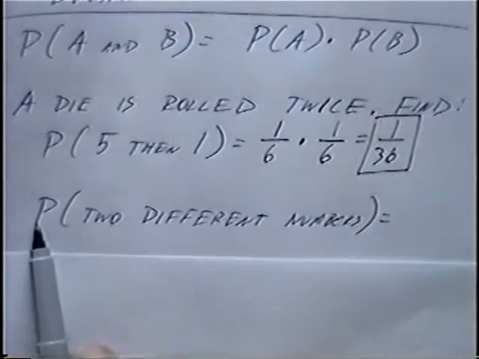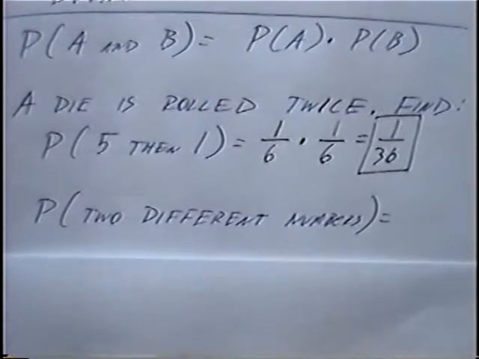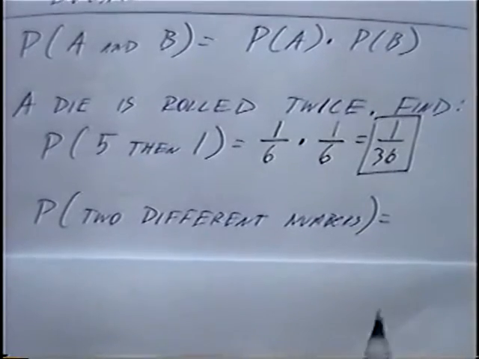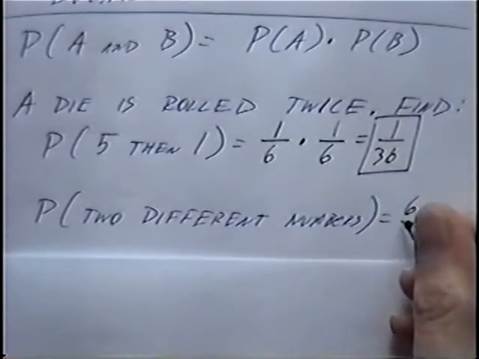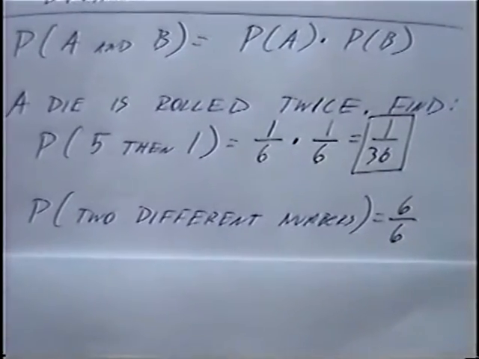Second problem will be the probability of rolling 2 different numbers, again when we roll a die twice. The first time that we roll a die, it does not matter which number we roll, so we could roll any of the 6 numbers out of the 6 possible outcomes.